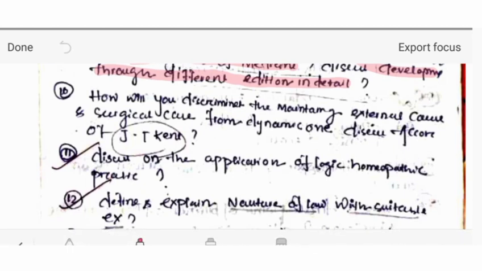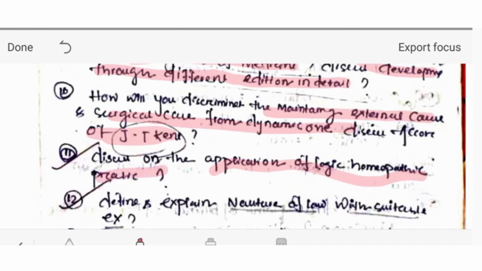Then the 10 number question: how will you discriminate the maintaining external cause and surgical cause from the dynamic one? J. T. Kent, aphorism 5, chapter 5. You should write chapter 5 with the examples he described. You should write this in the answer: maintaining external cause and surgical cause from dynamic.